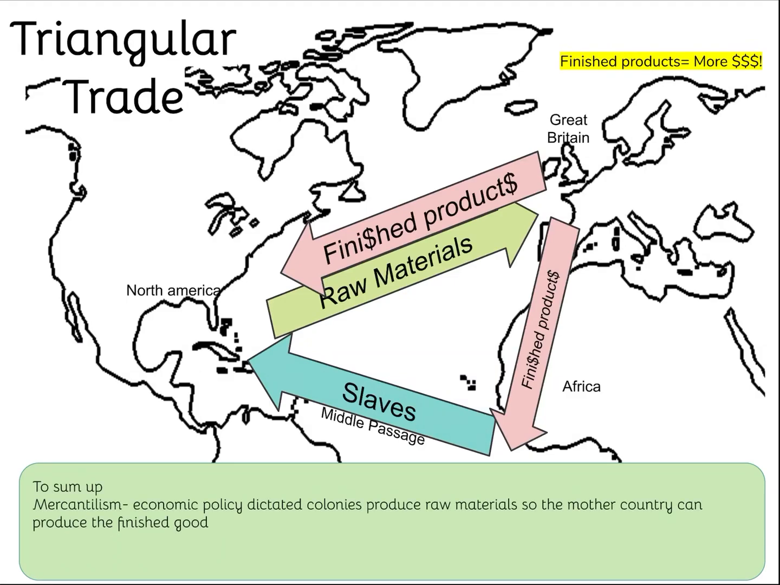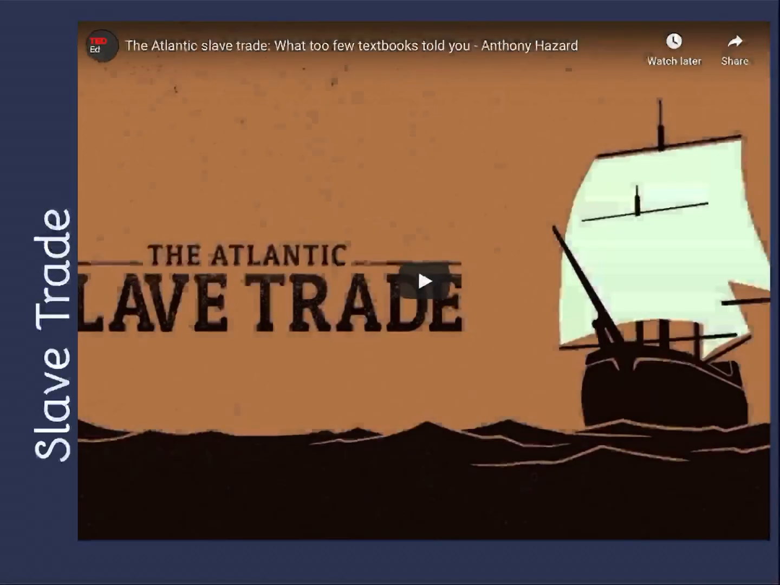So, to sum it up, mercantilism is an economic policy that dictated colonies produce raw materials so the mother country can produce a finished good. And the Navigation Acts are going to help mercantilism, as it absolutely prevents North America and Africa from trading with each other. They cannot do this. And it helped Europe greatly, especially Great Britain.